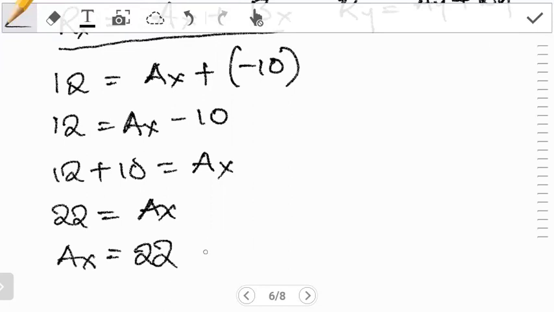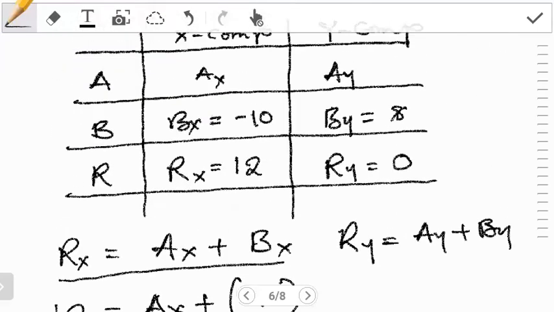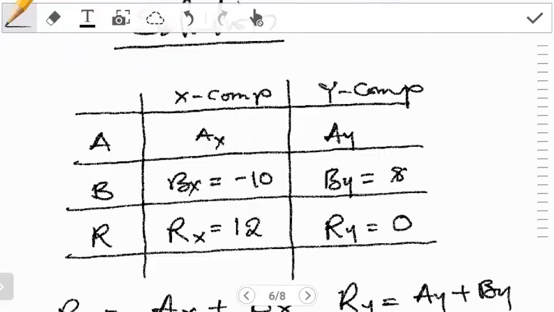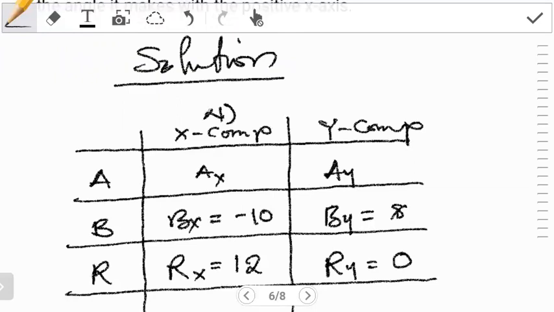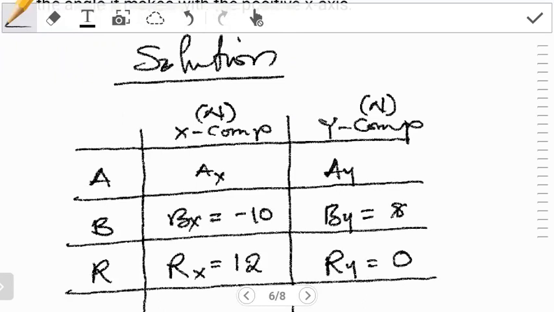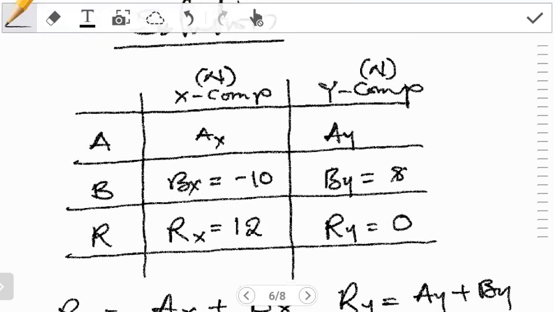Now remember, we're dealing with a force. So this is 22 newtons. If you just want to be systematic, you can even put N right on top of your table. These components will all have units of newtons, so I don't have to repeat those units in the table.